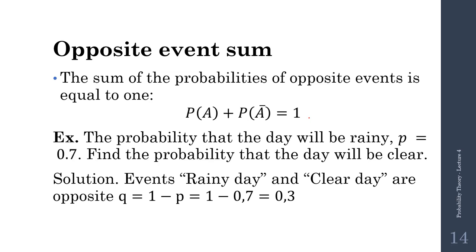Opposite event sum equals 1. The probability the day will be rainy equals 0.7. Find the probability that the day will be clear. Rainy day and clear day are opposite events. According to this formula, we can use Q as the opposite event, 1 minus P, 1 minus 0.7, which is 0.3. It means today will be clear with 0.3 probability and rainy with 0.7 probability.